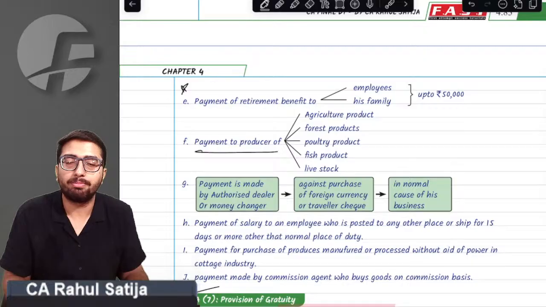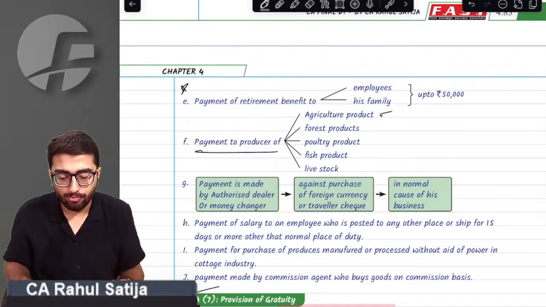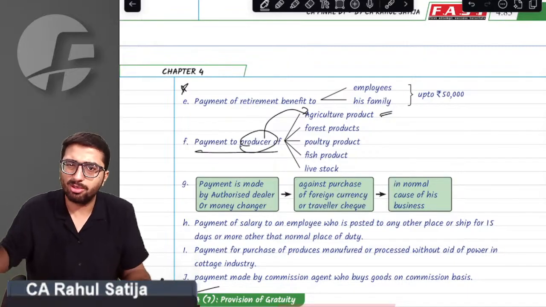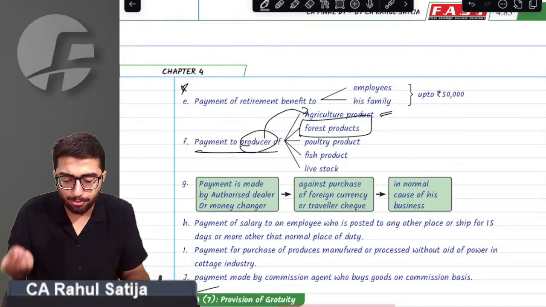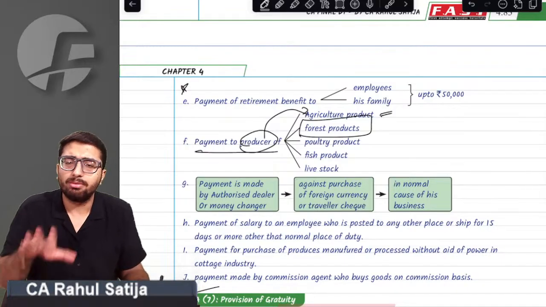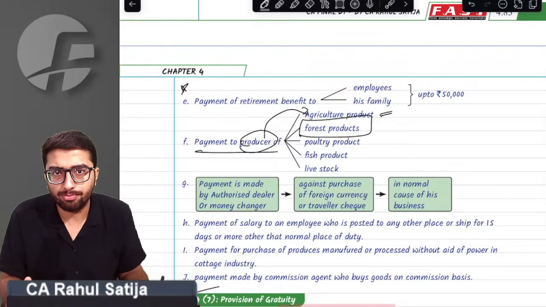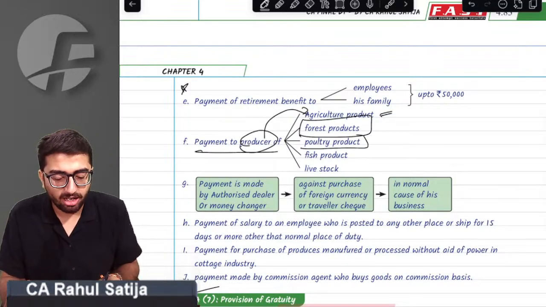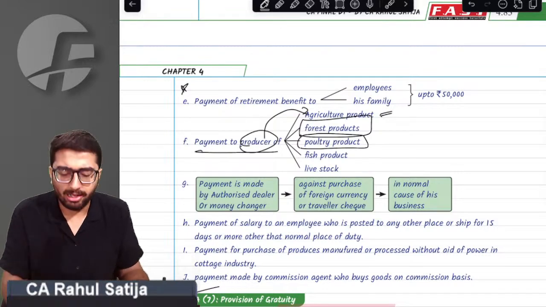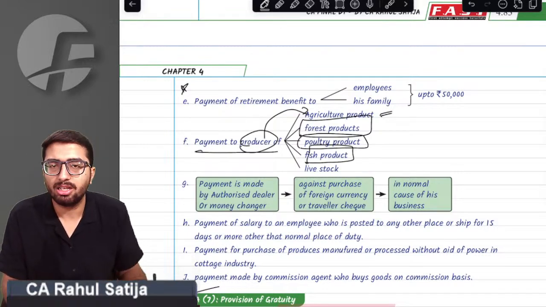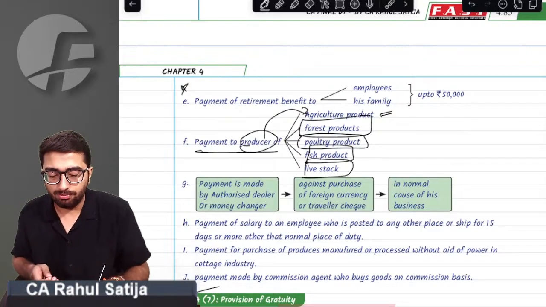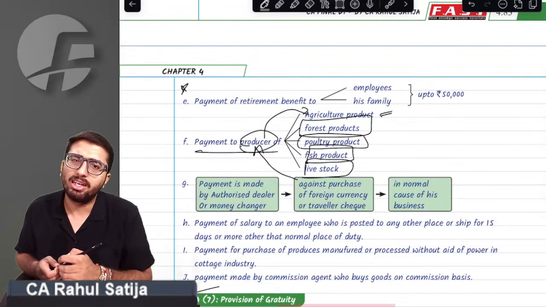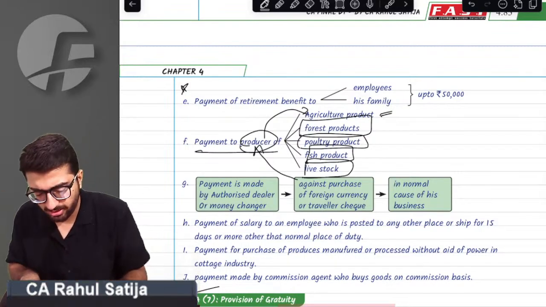Okay, so if we are purchasing any goods from the producer of forest products, or somebody who is processing forest products, then we can pay in cash. If we are purchasing poultry products, payment in cash is allowed. If we are purchasing any fish products, payment in cash is allowed. If we are making payment for livestock to the producer of such livestock, then payment in cash is allowed. So these are just the basic things.